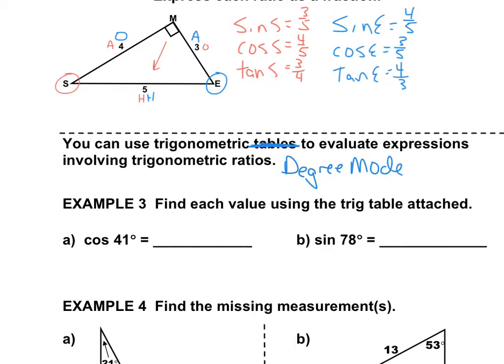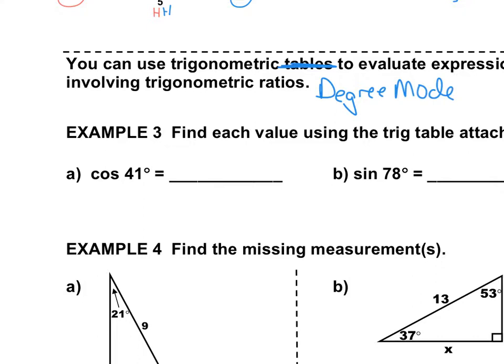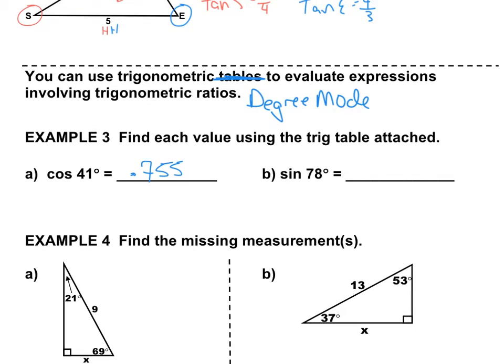If you go to mode, it's on the top row. You'll see radians and degrees. You need to highlight degrees. If you don't, you're going to get completely different answers. So basically, this is just putting it in the calculator. If it was in the right mode and you put in cosine of 41, you should get 0.755. That's a bit rounded. And if you put in sine of 78, you should get 0.978. So put those in your calculator. Make sure you get those numbers. If you don't, check the mode, because that's what it always goes back to.